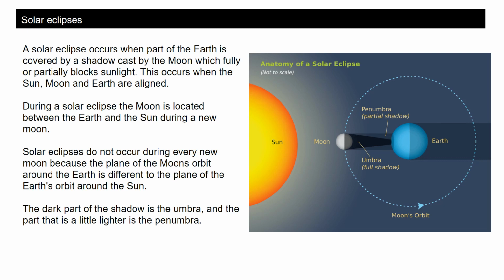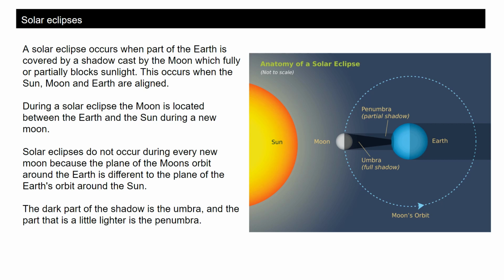Occasionally, the moon can pass in front of the sun, blocking it, resulting in a shadow on Earth. This is known as a solar eclipse. So when you're drawing a solar eclipse, it's important to remember that the moon is between the Earth and the sun. That's the important thing. The moon is located between the Earth and the sun during solar eclipses.